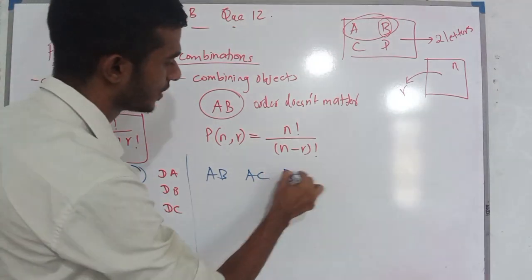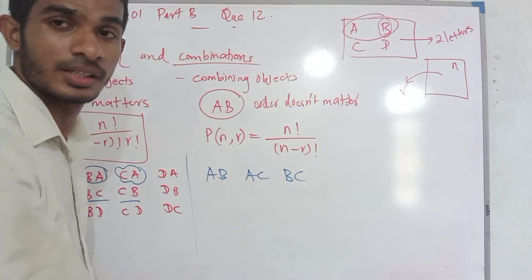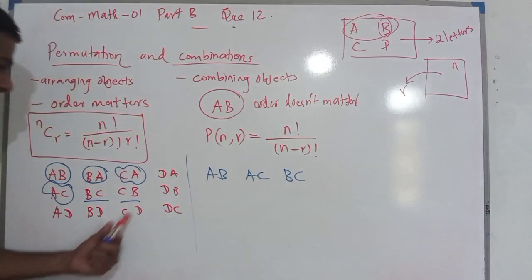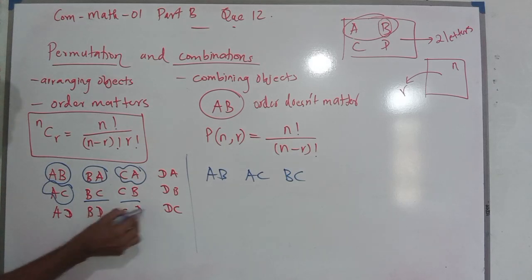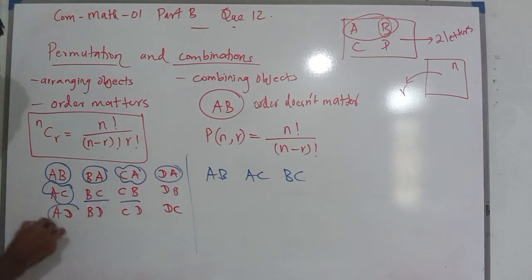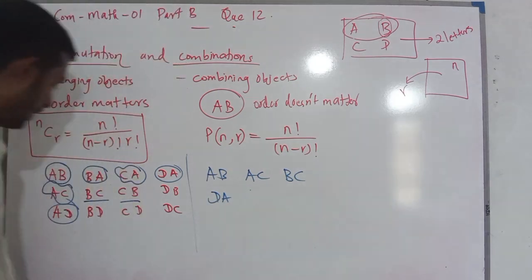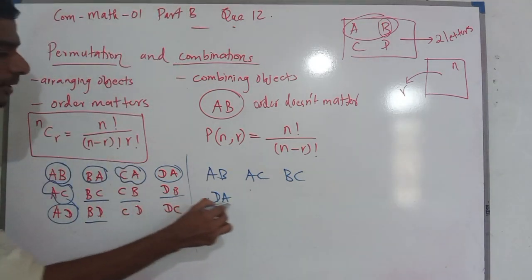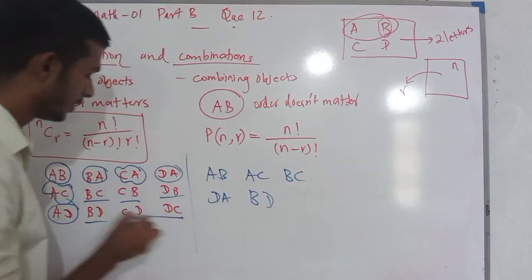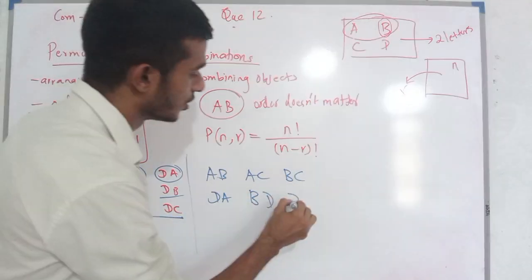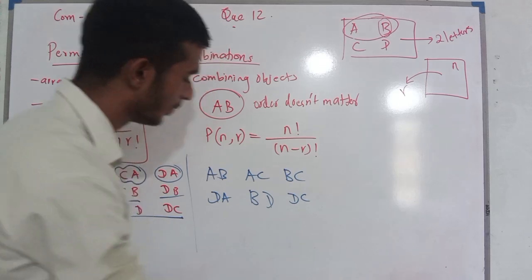So let me take BC. BC and CB are considered the same combination. Again, you see DA and AD, right? DA and AD. Then again BD and DB. Then this CD and DC. So DC or CD, whatever.